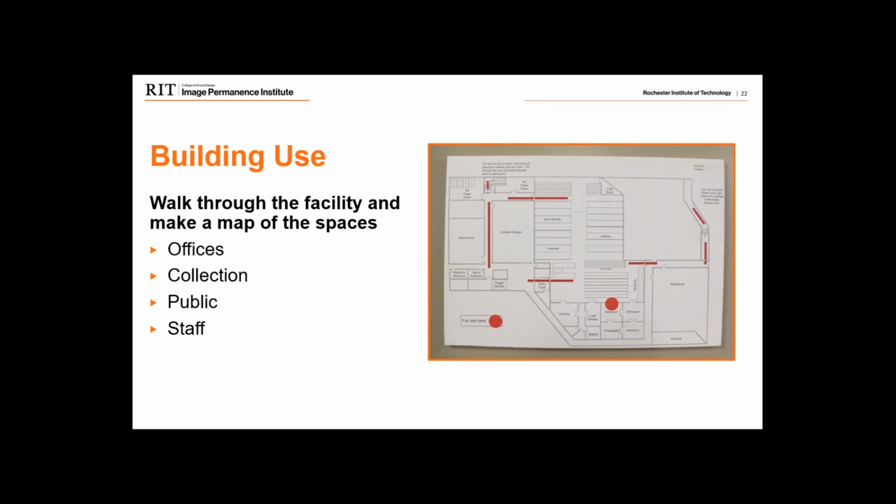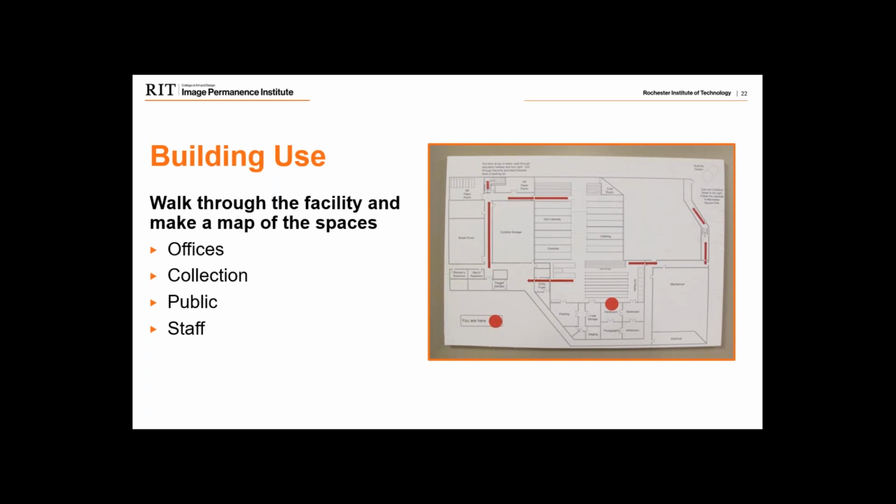Another thing we recommend is understanding your building use. Walking through your facility, making a map of spaces. The image you see here on the right is just a floor plan, an emergency evacuation plan, that was used to lay out where all the collection materials were in a space. And it's used mainly to understand the arrangement, the distribution of spaces, not just for your collection, getting an idea for where the offices lie, where your public spaces are, where your staff spaces are.